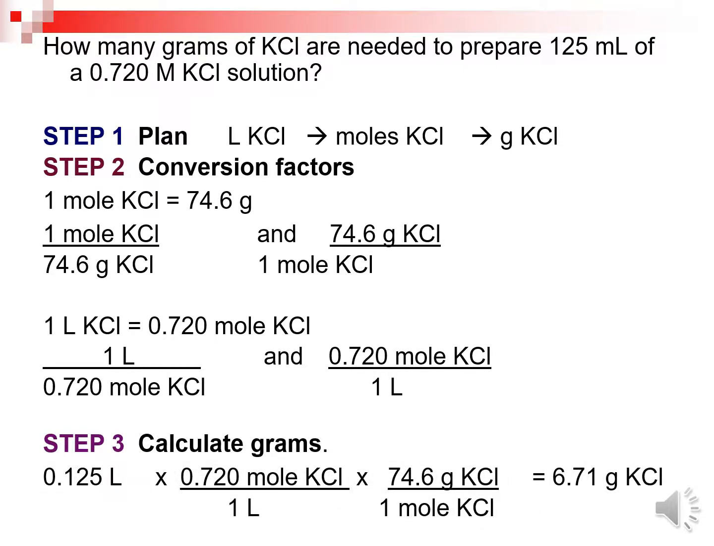So if we start with the liters, 0.125 liters, change it to moles by multiplying by the molarity, 0.720 moles over 1 liter, and then change the moles to grams by multiplying by 74.6 grams of KCl over 1 mole, we get that we're going to need 6.71 grams of KCl.